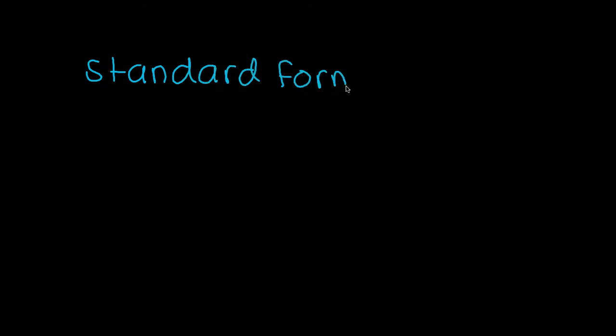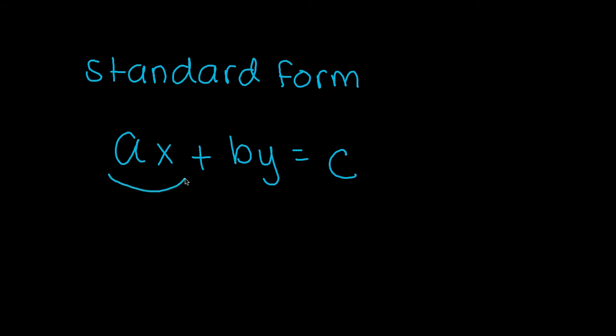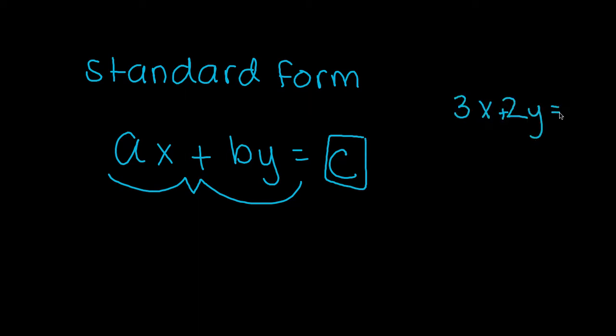The standard form of a linear function looks like this: ax plus by equals c. Essentially, in order for something to be written in standard form, the term that has x and the term that has y need to be on the exact same side of your equation. On the other side of the equation is just going to be some kind of constant term. Let's give you an example. Standard form would look something like this: 3x plus 2y equals 6. That is standard form of an equation.